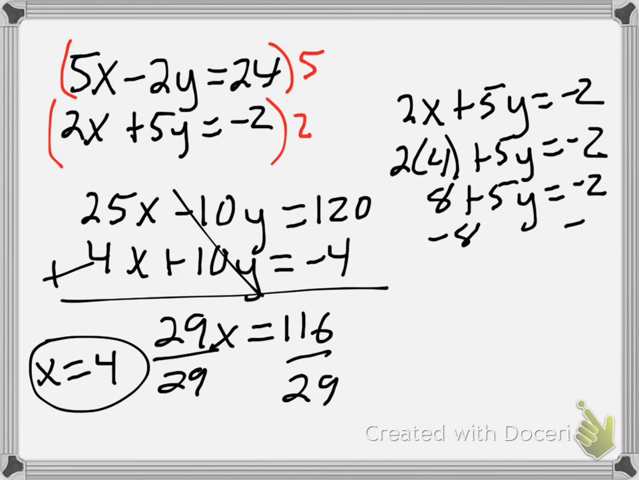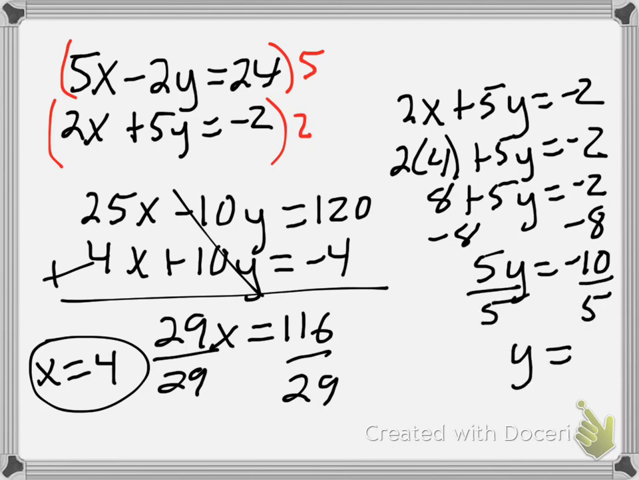Minusing 8 to both sides. Get 5y is equal to -10, divide by 5, and so I get y is equal to -2. Okay, so in this one we get x is equal to 4 and y is equal to negative 2. There's another solving by elimination where we had to multiply both.